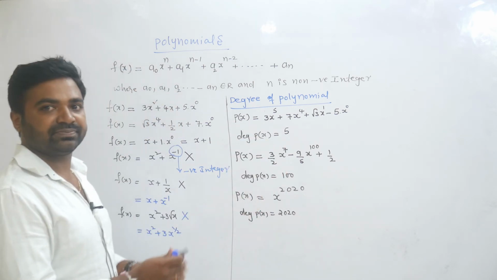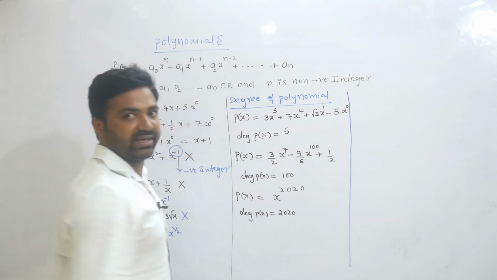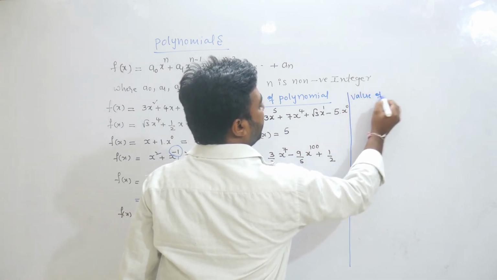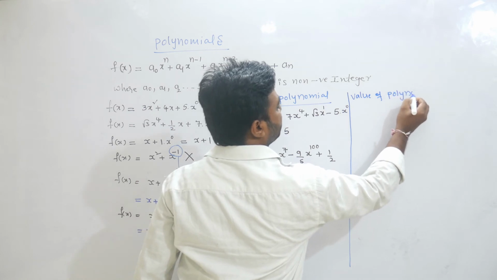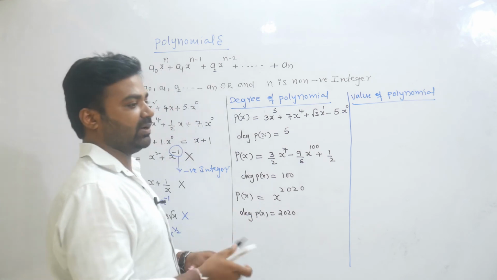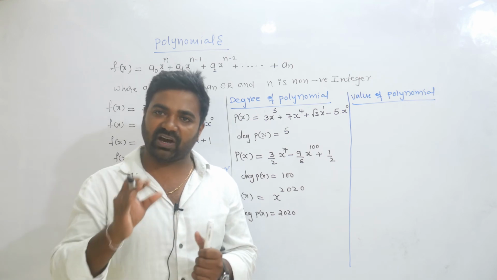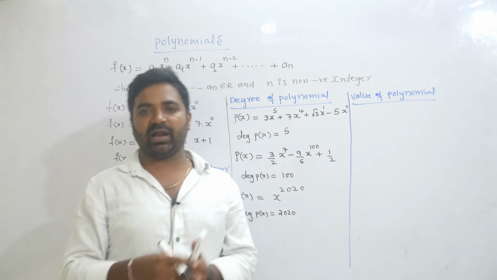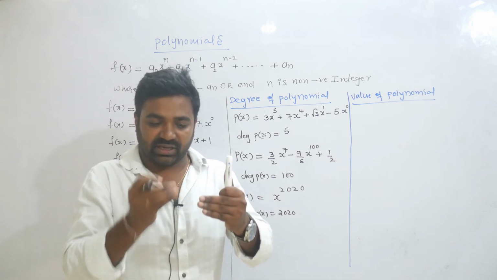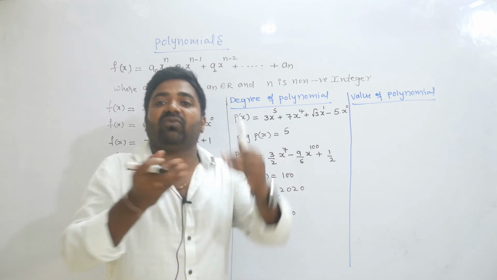Next is the value of a polynomial. So what is the value of a polynomial? Here f of x or p of x is a polynomial. In that polynomial, we have to take x equal to something, substituting in the place of x. So a, p of a is called the value of the polynomial.